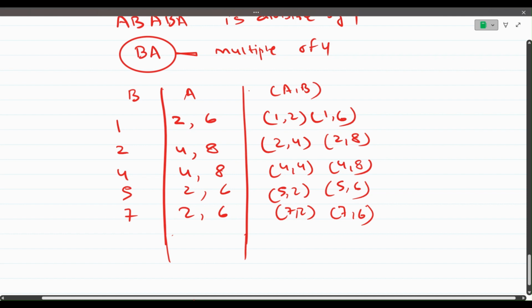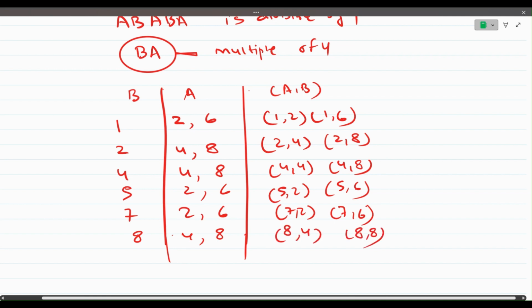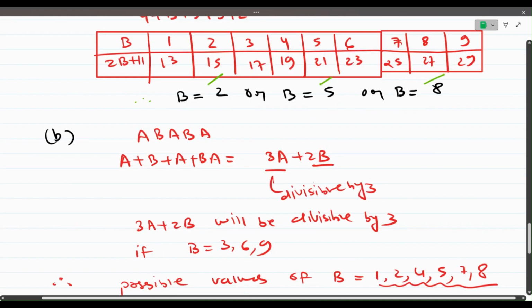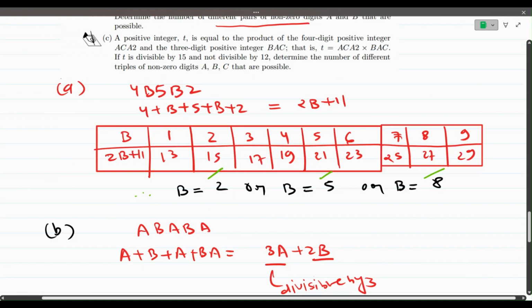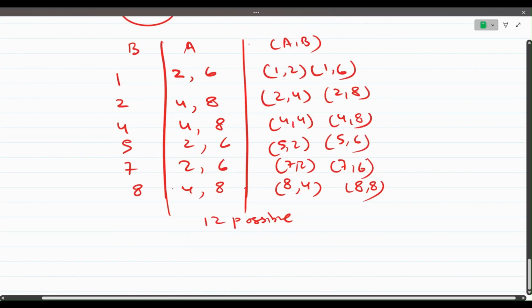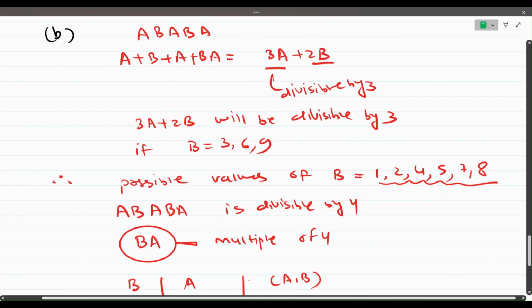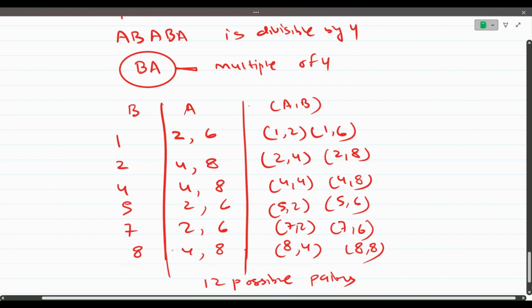And then you see B can be 8. So either A will be 4 or 8. So 8, 4 or 8, 8. So you can see there are 12 possible pairs of different non-zero digits. So there are 12 possible pairs of non-zero digits A and B. Right, so this is the answer for the second one.